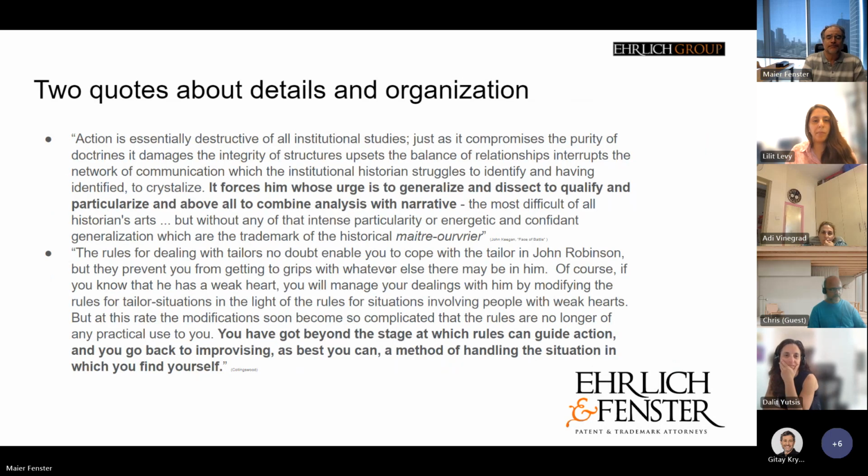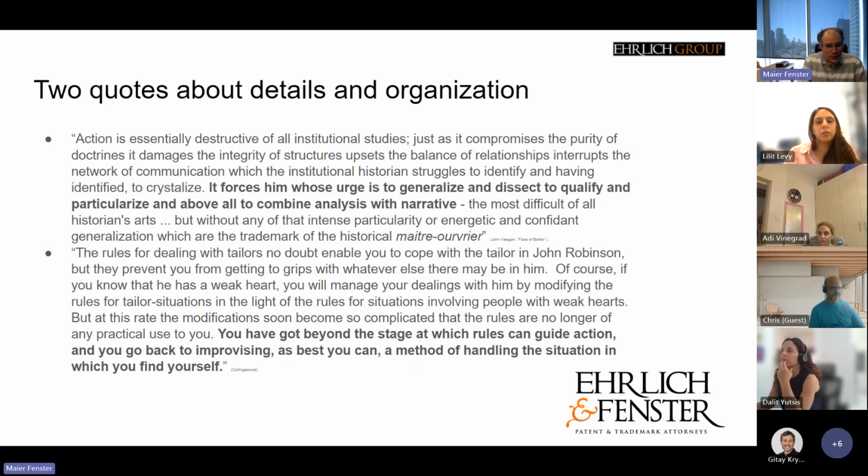strategy. So I have here two quotes that I found about details and organization. And in the first quote, you can just look at the part in bold, and that's really, even though he's talking about historians, he's actually talking about patent attorneys. It forces him, whose urges to generalize and dissect, to qualify and particularize, and above all, to combine analysis with narrative. So that is actually what we do all day.